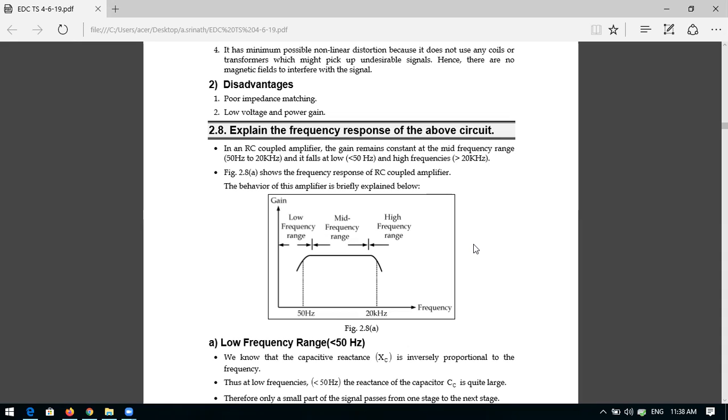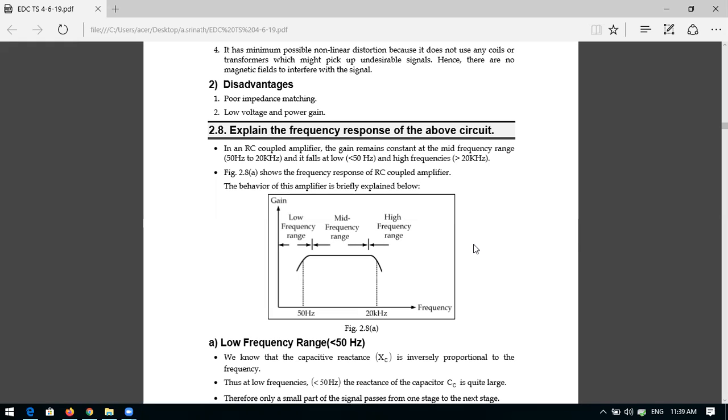If you see this characteristic or curve, it looks like an inverted tub. Tub, bathing tub. If you see a bathtub, it is inverted, the same as this. So the characteristic is an inverted tub. That means first it increases in the low frequencies, in the mid frequencies it maintains constant gain, and at higher frequencies again it decreases.